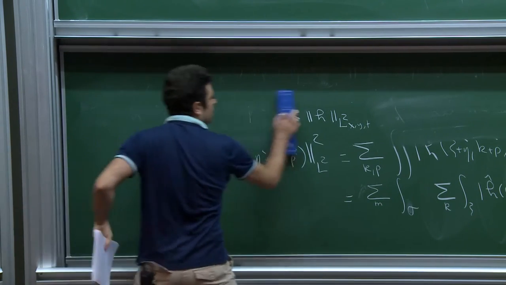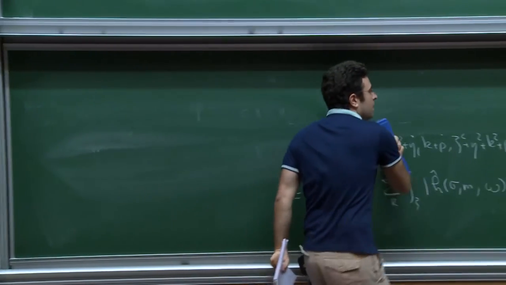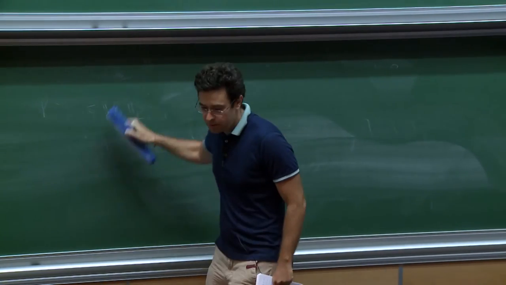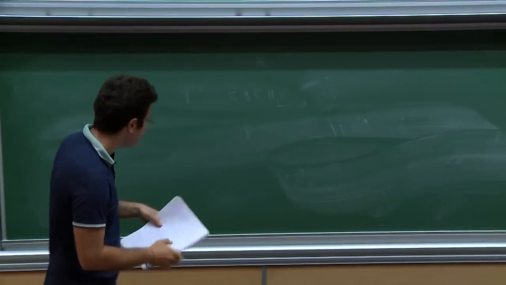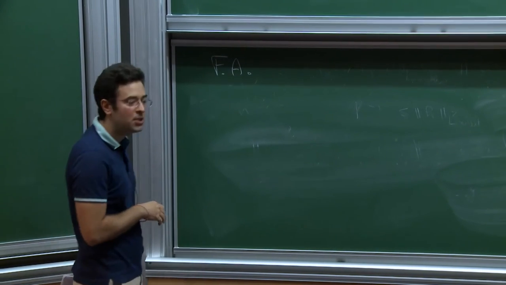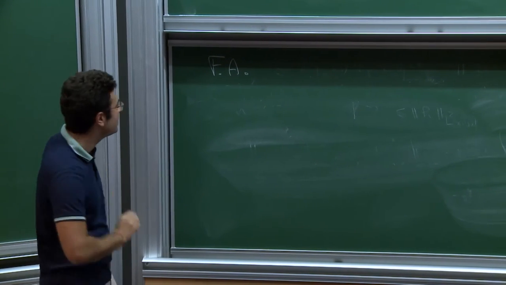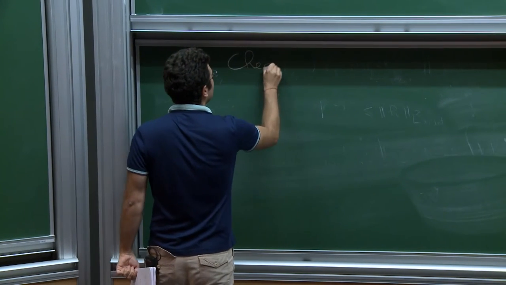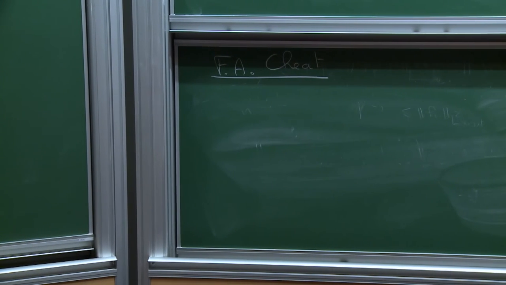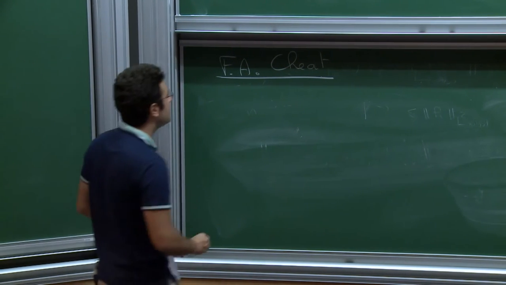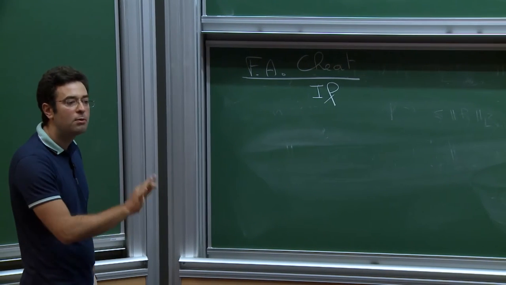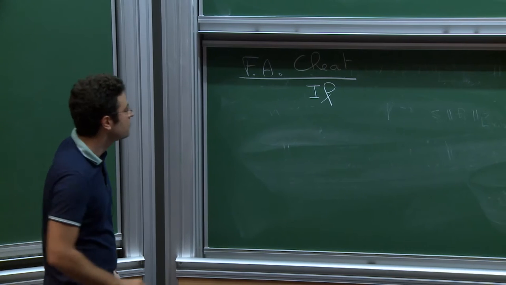And so this is the next thing that I would like to discuss, and it's what I call a functional analytic trick, a cheat. I'm going to talk about it, but I'm not going to prove it. And it's this fact that if you have something for linear solution, then you have something for nonlinear solution.